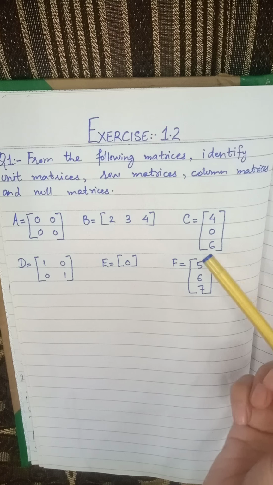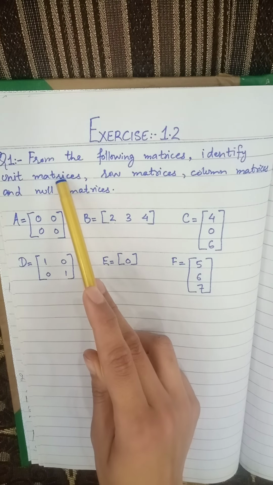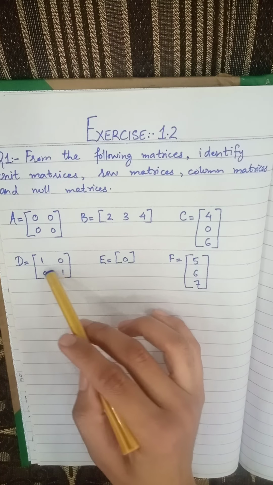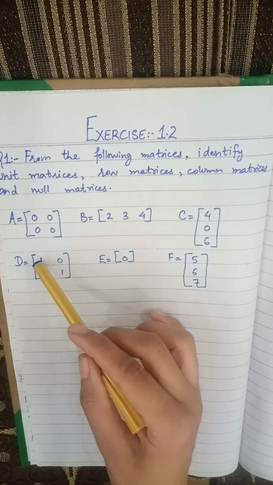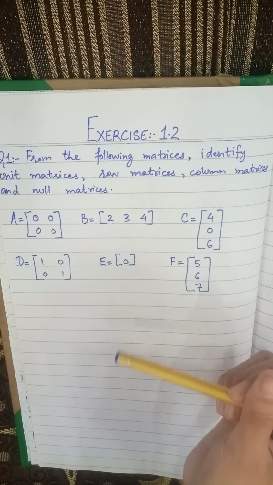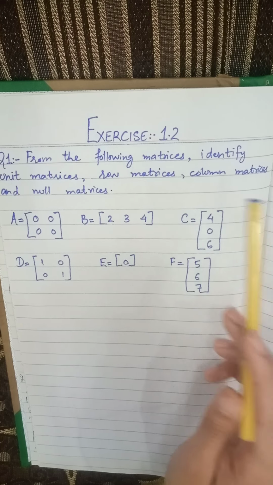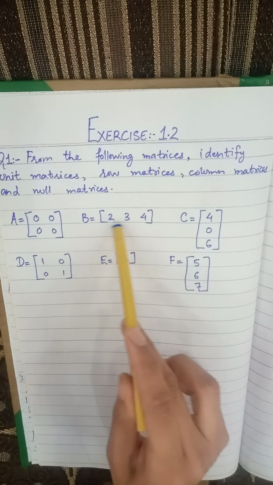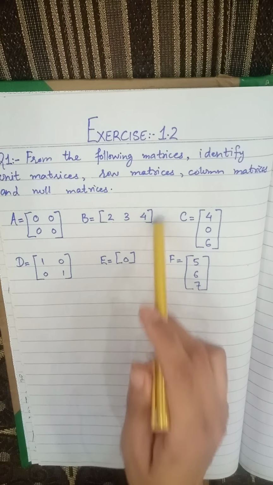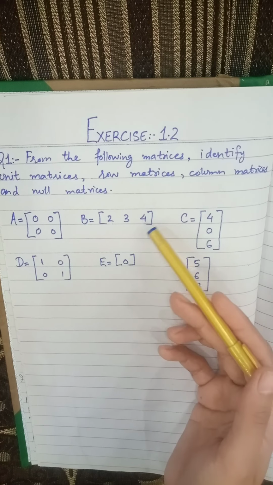I told you about the unit matrices. What are the unit matrices? If in a matrix we have all the entries 0, just like this, and in a diagonal the 1 is appearing, then it's called a unit matrix, or we can say identity matrix. What is a row matrix? A row matrix is a matrix having only one row, but the columns can be 2 or more than 2.